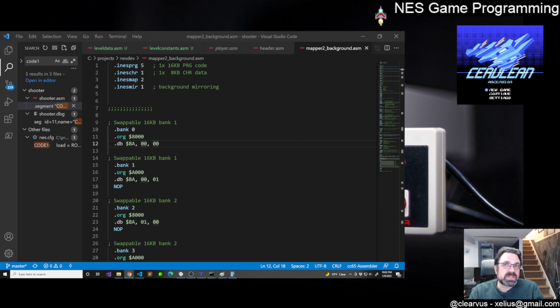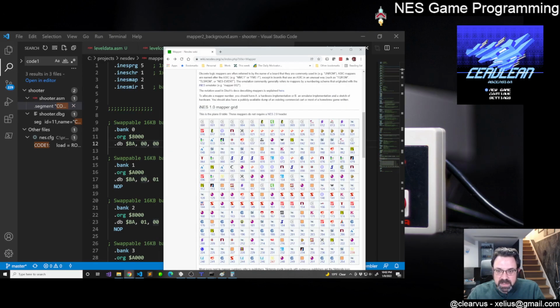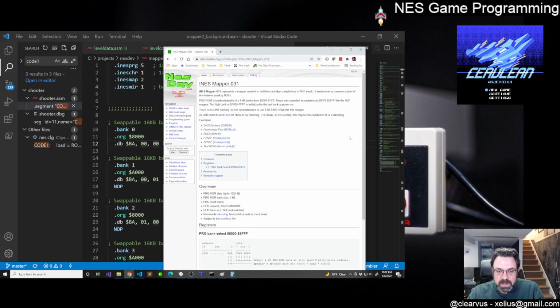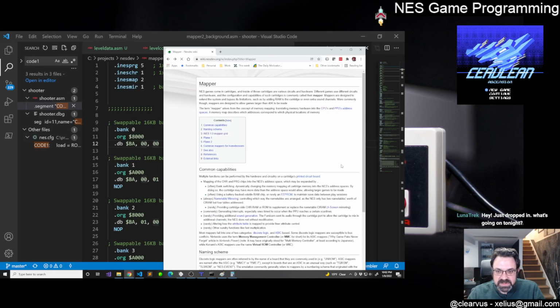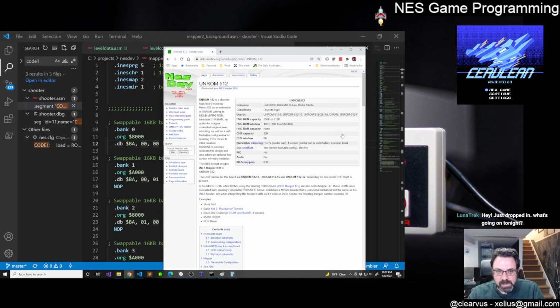I'm not seeing any questions related to what I just covered with the banks and bank switching and mappers. So hopefully that was clear. With more complex mappers, there's definitely way more that you need to know in order to use them properly. So if you're using, let's see, where's the one I wanted? If you're using mapper 31, or sorry, mapper 30.